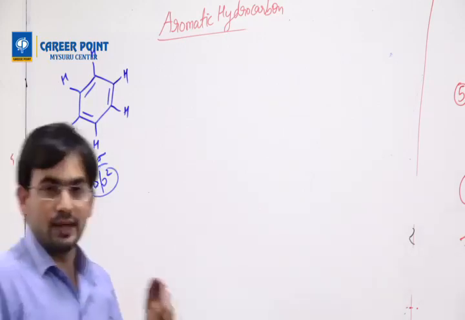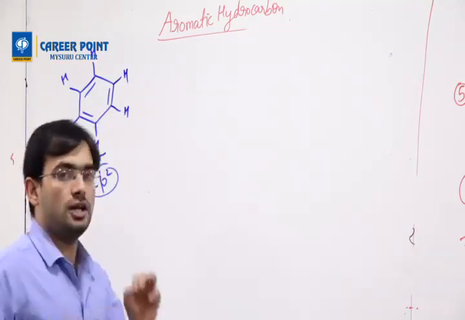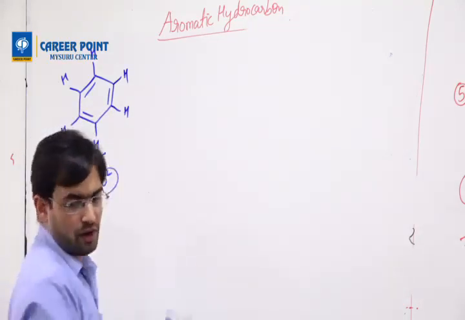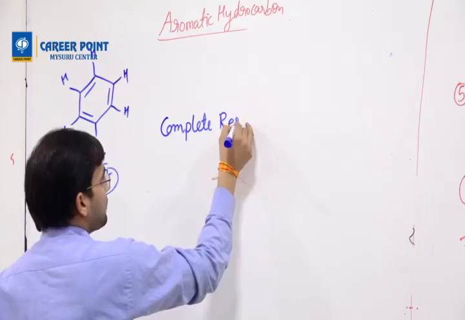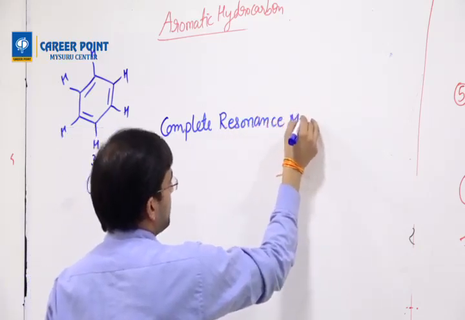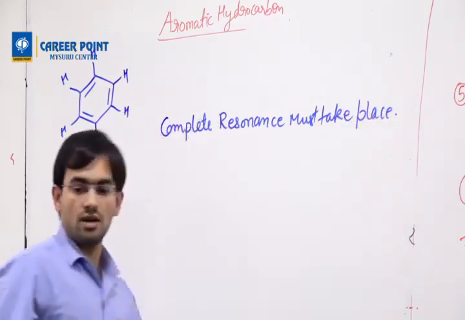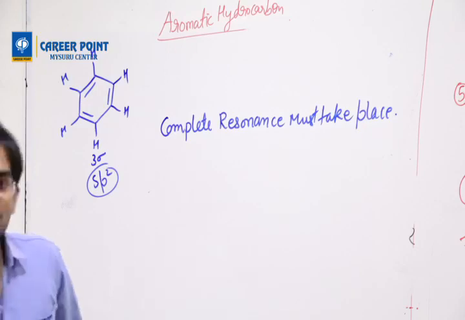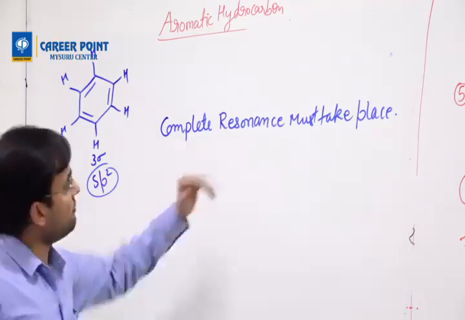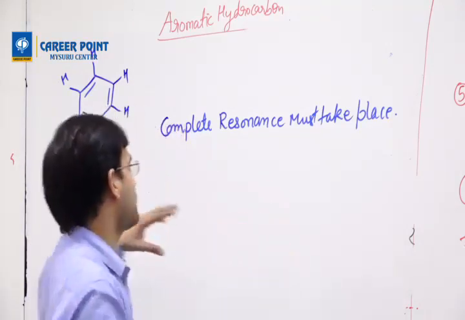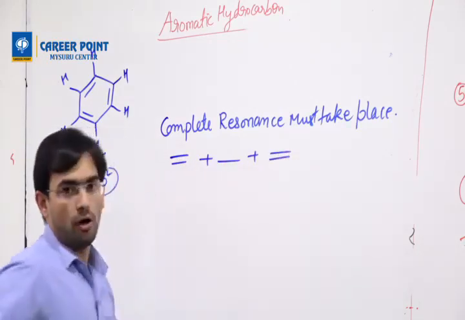Then the third condition is that complete delocalization must happen. In a very simple word, you can memorize that complete resonance must take place. It means you should know something about resonance also. So I'll give you the condition: if they satisfy this condition, there is resonance. The condition goes like this: double bond, single bond, double bond.